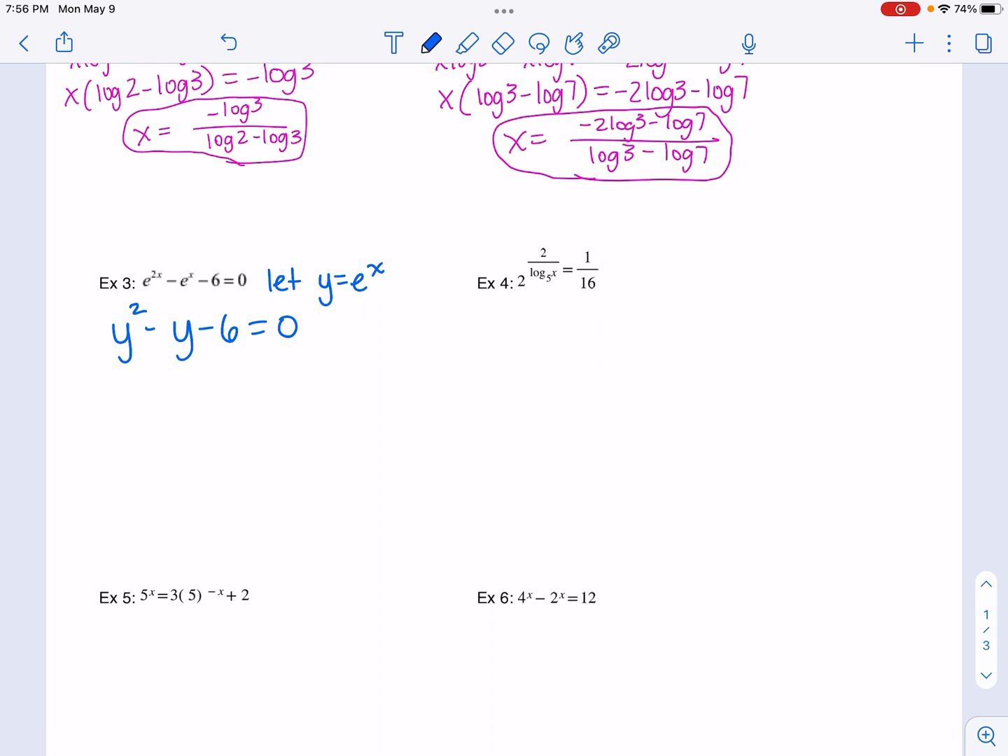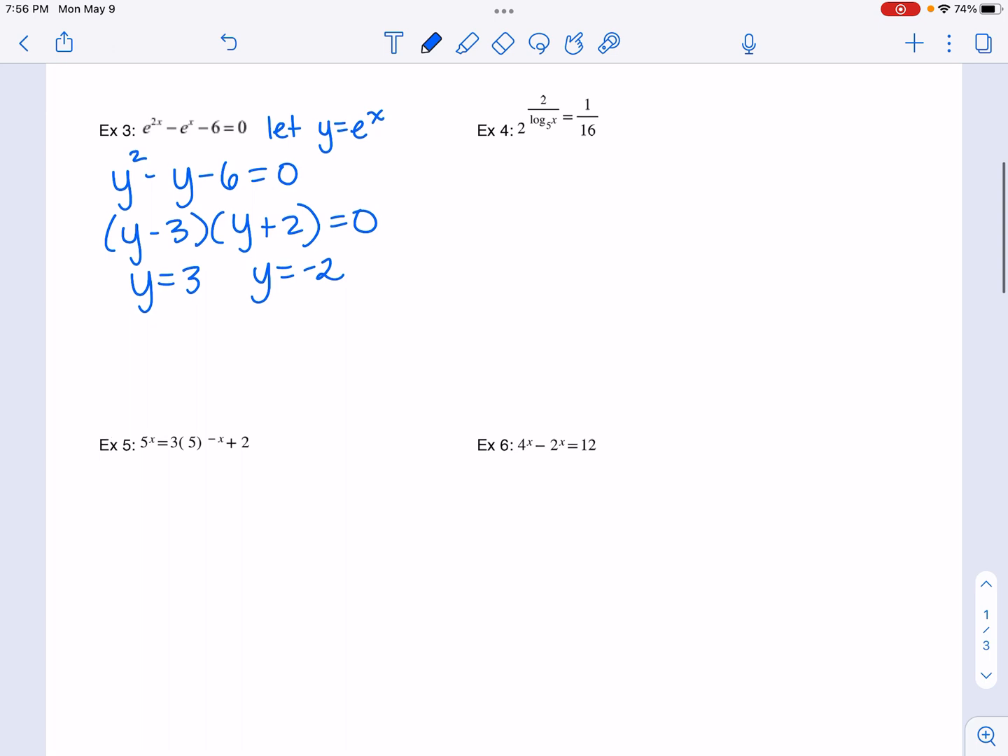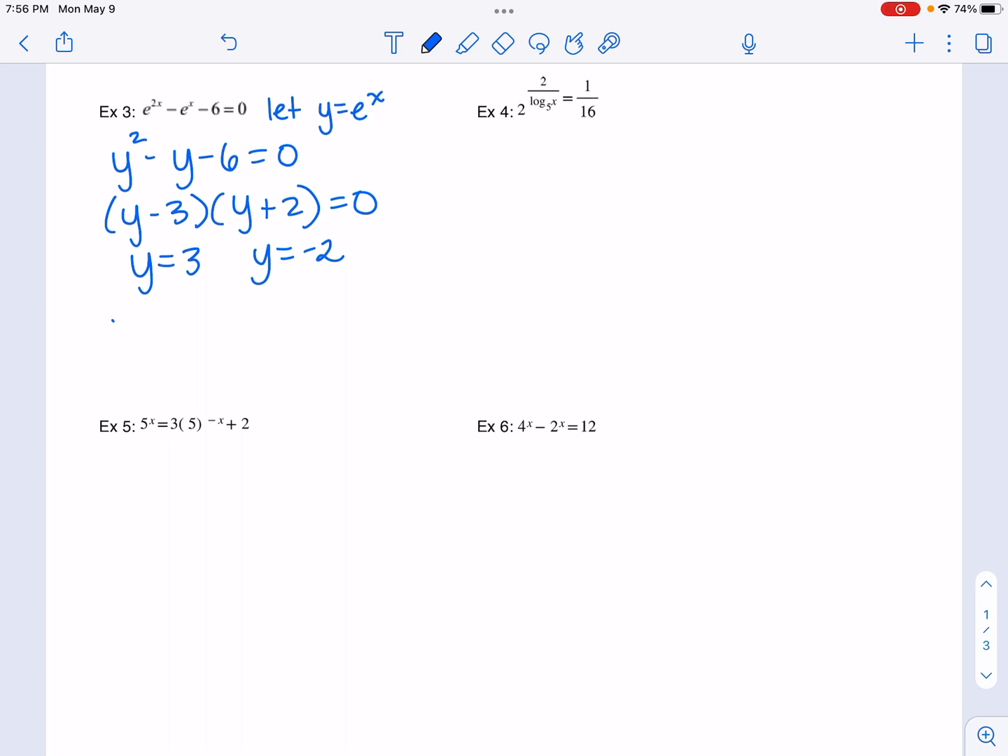Now, hopefully you can see that this is a quadratic that is factorable. Factors of negative 6 that add up to negative 1 would be a negative 3 and a positive 2. So that means y is equal to 3 and y is equal to negative 2. But I don't want to solve for y, I want to solve for x. So I'm going to do my substitution again and say e to the x is equal to 3 and e to the x is negative 2.